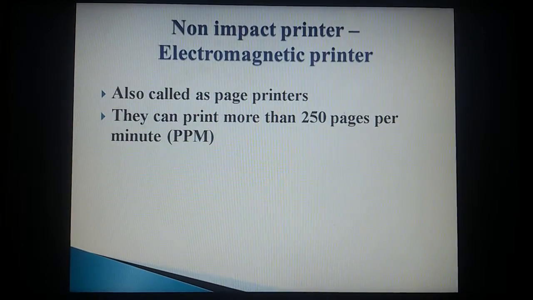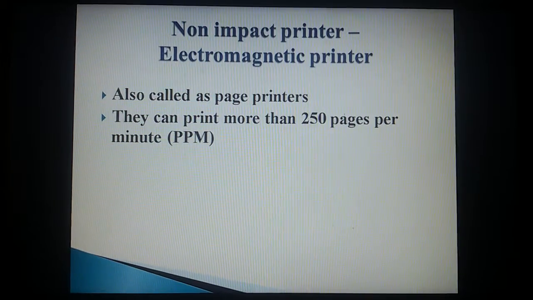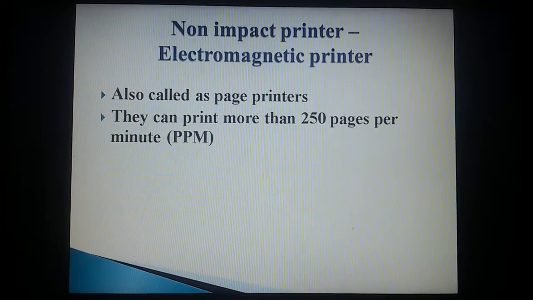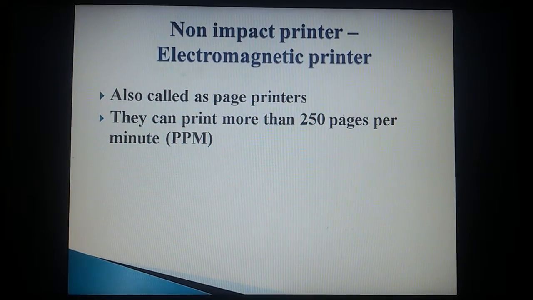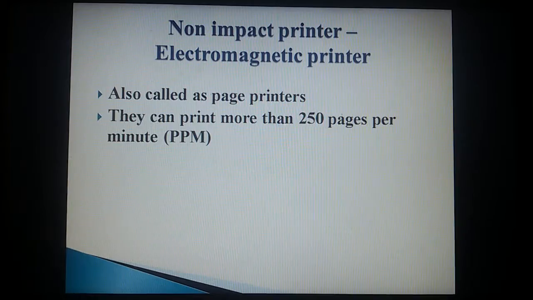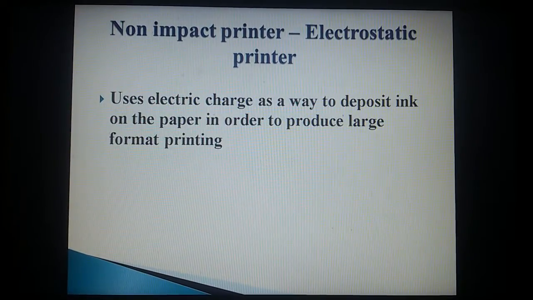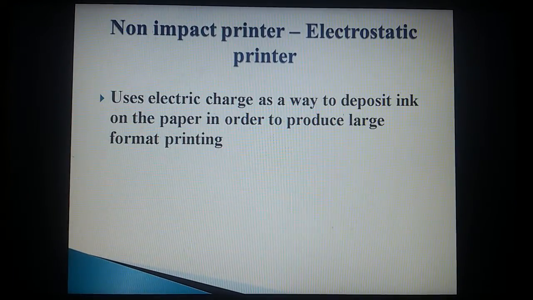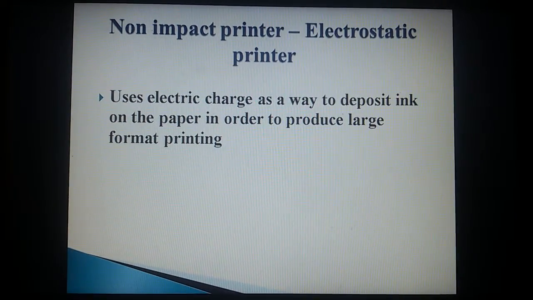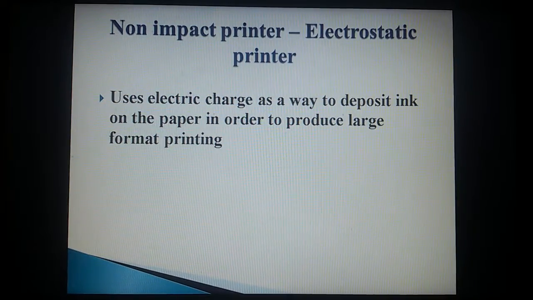Now let's start with the types of non-impact printers. The first one is electromagnetic printer, also called page printers. They can print more than 250 pages per minute. Another non-impact printer is electrostatic printer. Uses electric charge as a way to deposit ink on the paper in order to produce large format printing.